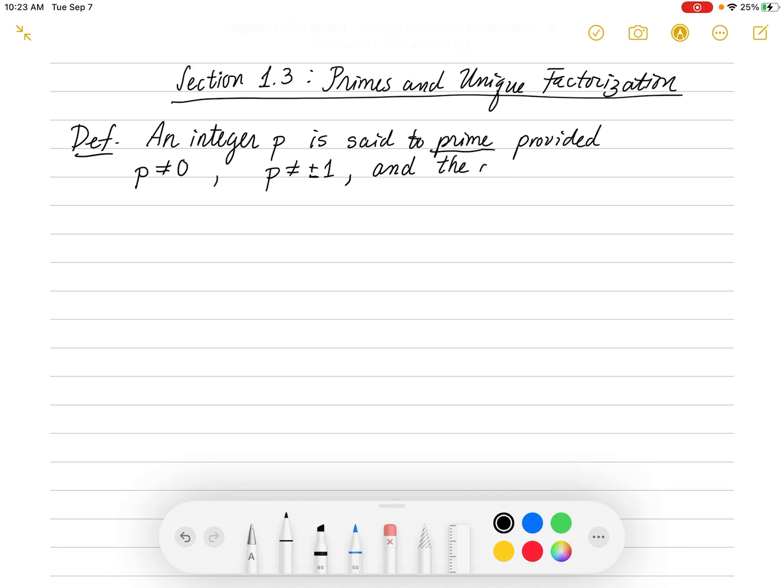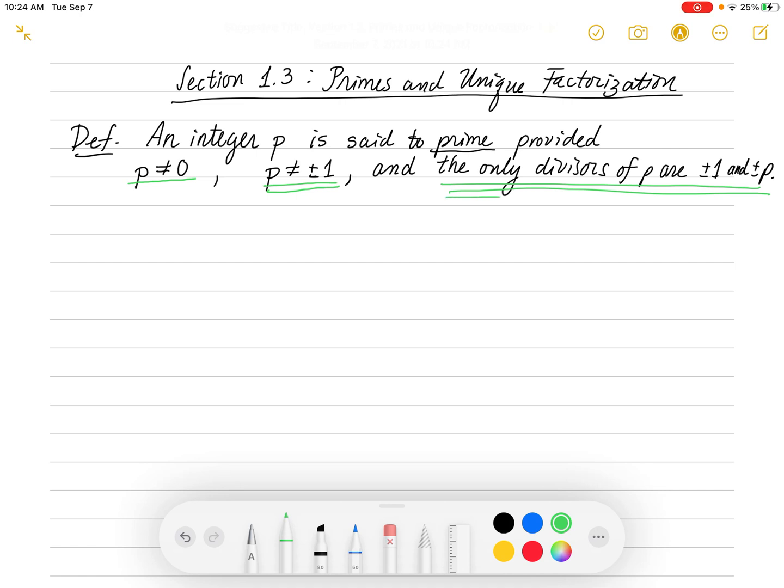The only divisors of p are plus or minus 1 and plus or minus p. So there are basically three things here we need to pay attention to. p is not 0, p is not plus or minus 1, and then its only divisors are plus or minus 1, plus or minus p. Okay, so here's our first fact.